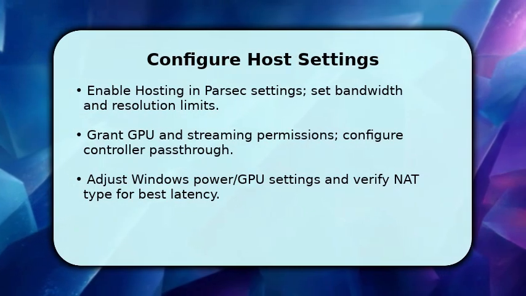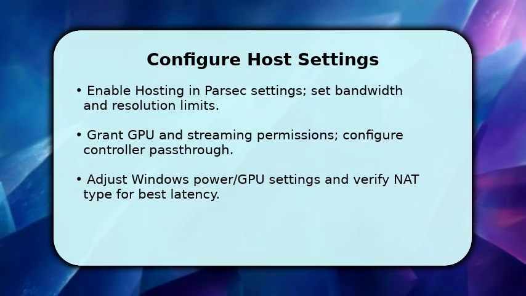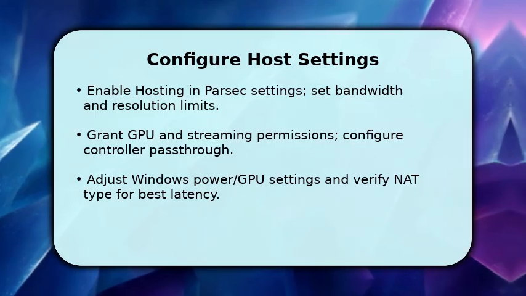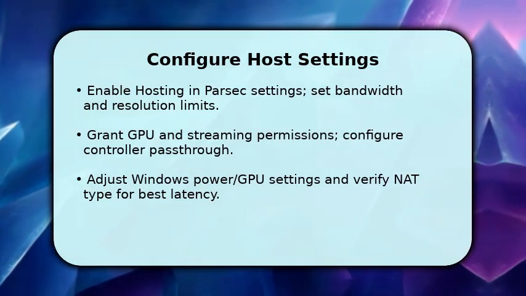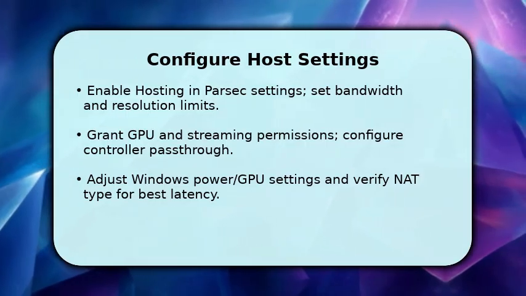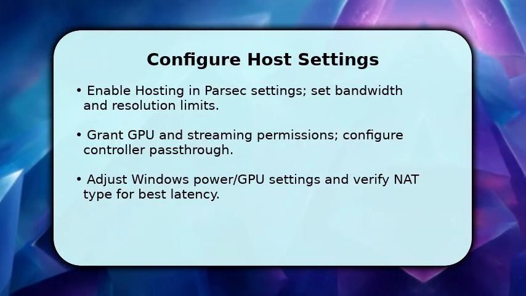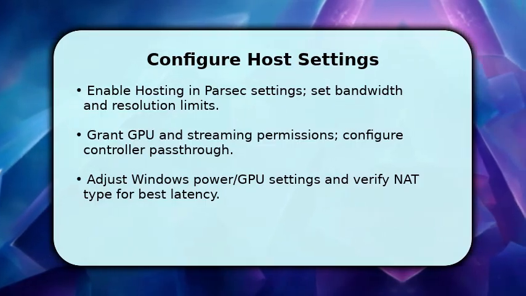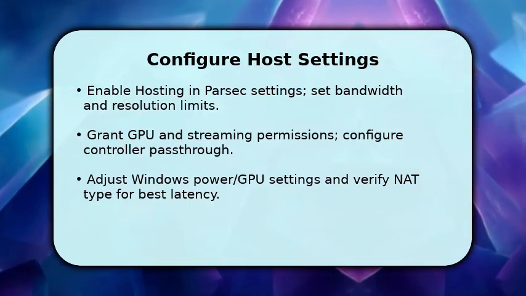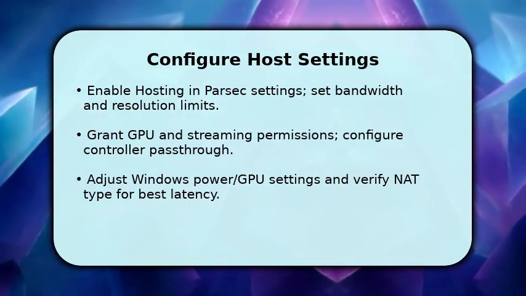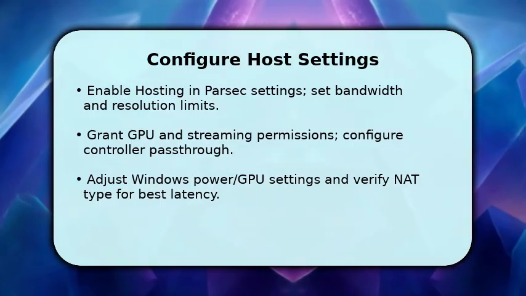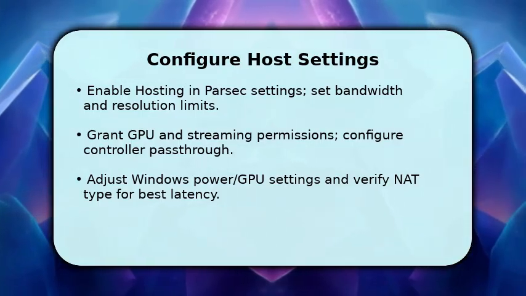Next, you configure the host for consistent streaming performance. Open Parsec settings and enable hosting, then choose a bandwidth cap and target resolution that match your upload speed. Grant Parsec GPU access and enable controller pass-through so clients see input devices. Change power settings to high performance and lock GPU to optimal mode. This prevents frame drops. Once done, verify the router's NAT type. A strict NAT can block sessions, so prefer open or moderate NAT and test a connection.